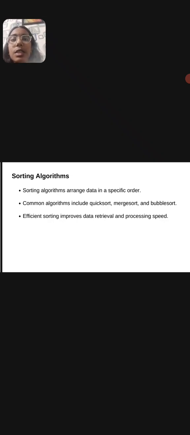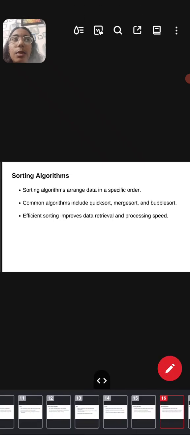The process begins by dividing the input list into two halves until each sublist contains only one element, which is inherently sorted. These smaller lists are then merged in a step-by-step manner, comparing elements from each half and building a new sorted list.